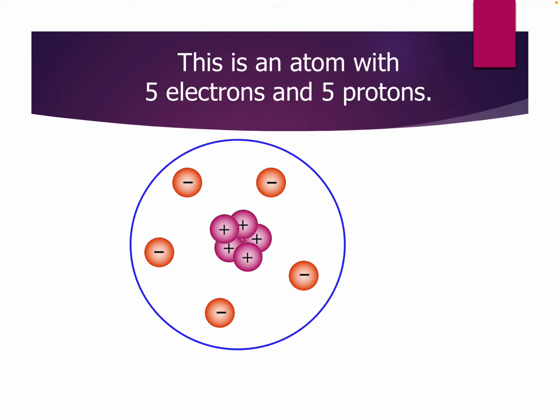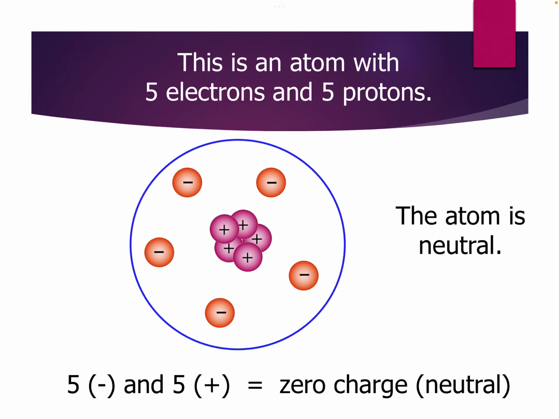This particular atom has 5 protons in the middle and 5 electrons. So right now, this atom is neutral because the positives and the negatives are equal.